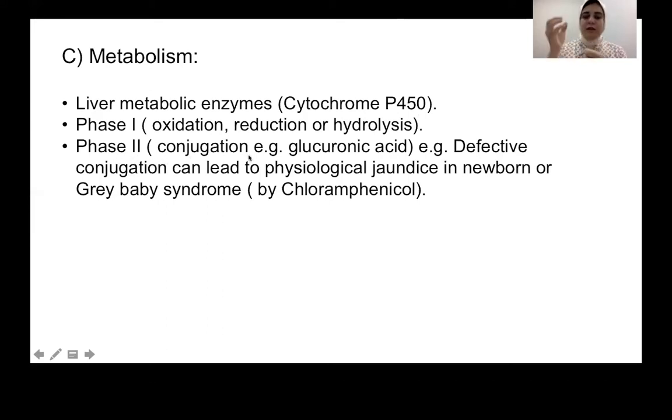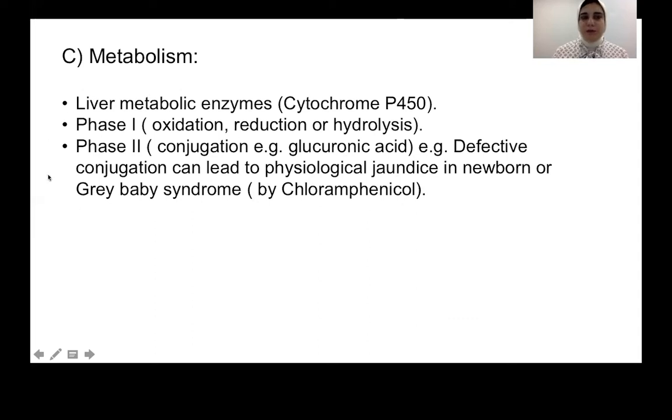After becoming inactive, the drug undergoes phase 2, which is conjugation. Conjugation means it is put on a protein. This protein, most famously, is glucuronic acid. If there is defective conjugation, in some cases, it can lead to physiological jaundice in newborns or gray baby syndrome, known by a famous drug called chloramphenicol.